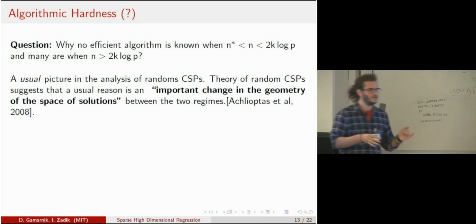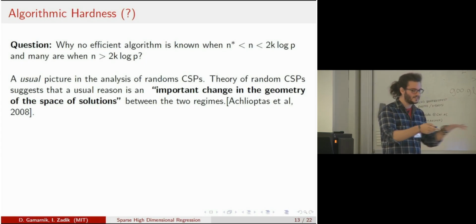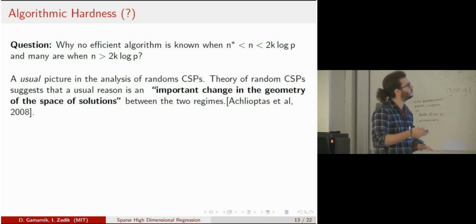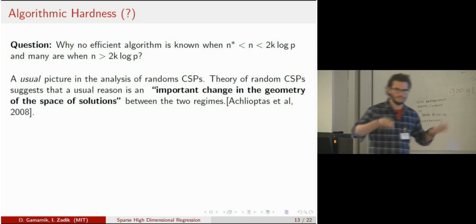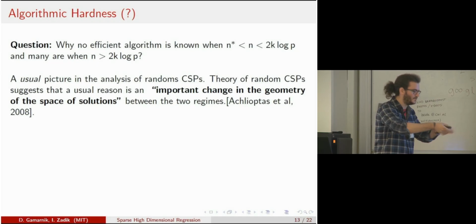Because it's very common, as we also discussed in previous talks and yesterday by Andrea, that you see at least 3 regimes in these problems. You see a regime where, let's say, n is less than n star, where you don't have information. The problem is impossible. In the random CSP case, that corresponds, for example, to the formula not being satisfiable.